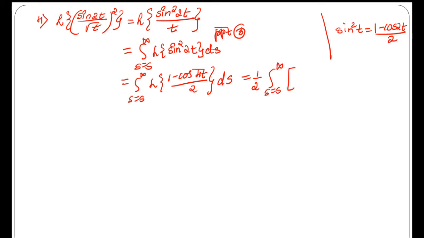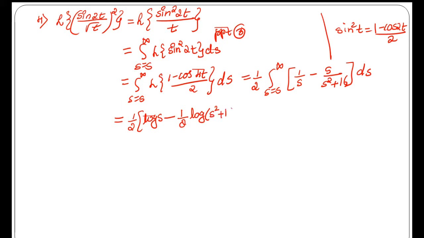Integration from s to infinity of the Laplace transform of 1, that is 1 by s, minus the Laplace transform of cos, which is s by s square plus a square, where a is equal to 4, so 4 square is 16, with respect to s. Now integrate: integration of 1 by s is log s, minus integration of s by s square plus a square, which is half times log of s square plus a square, so s square plus 16. Limit from s to infinity.